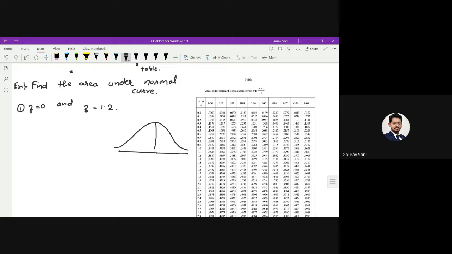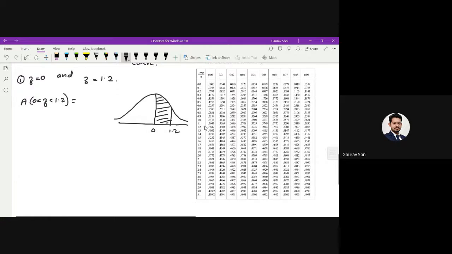This is 0. 1.2 will be somewhere here. This area we need to find out. Area from 0 less than z less than 1.2 is equal to, look at the table, 1.2, 0. What is the value? 0.3849. So area is 0.3849. Just the understanding of the table, the first one.